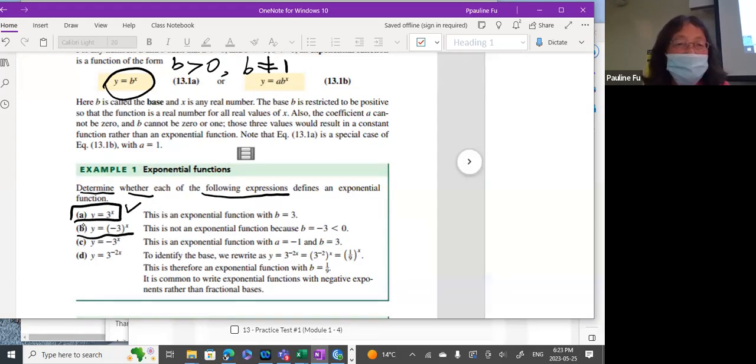Let's look at b. Is b an exponential function? Negative 3 raised to power x? It is not an exponential function because we do not allow the base to be negative. See here? Base must be a positive number. Now you got negative 3, so it is not an exponential function. We need the base to be a positive number.